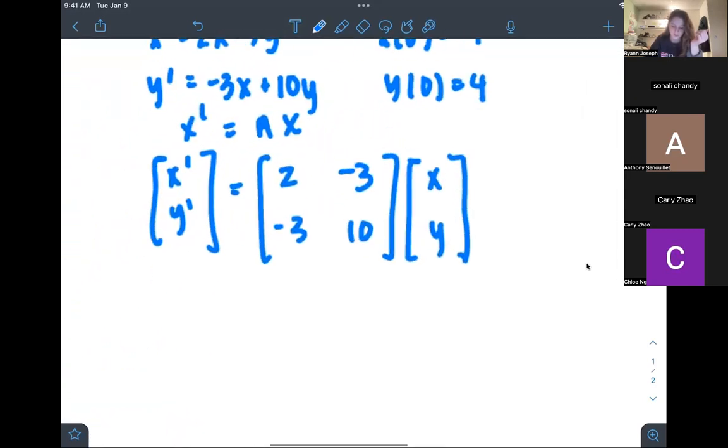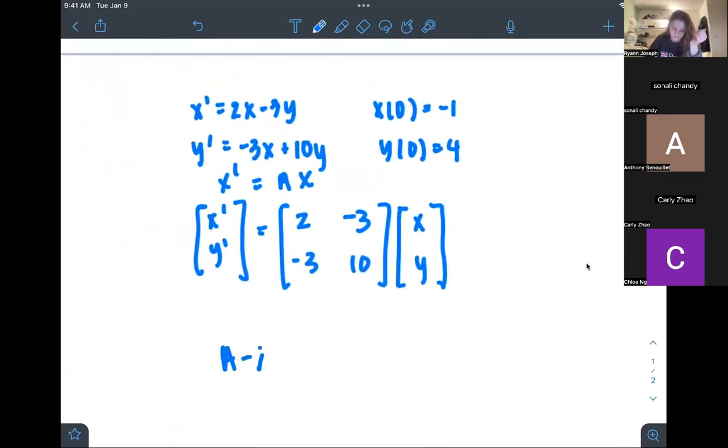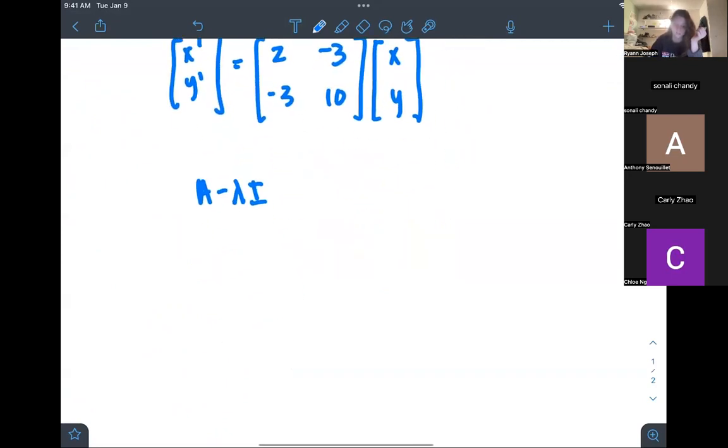Okay, back to this guy. We need to solve for the eigenvalues. We're going to do that as we've been doing it. 2 minus lambda, -3, -3, 10 minus lambda.